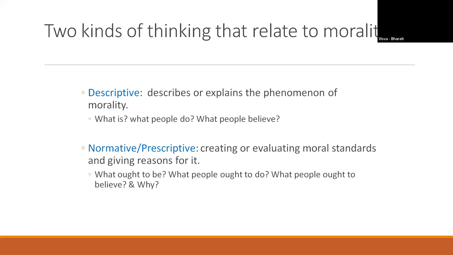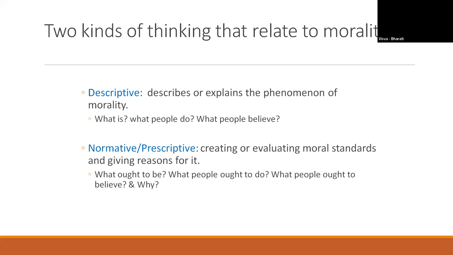Now, there can be two kinds of thinking related to morality. One is the descriptive thinking, where we describe the situation, what it is like, what the action was like, what the situation was like. It describes what people actually do, what you actually did in a situation. And the other is the normative or the prescriptive thinking. Prescriptive is like the doctor prescribes and we follow. The same way, the ethicist can also prescribe what should be done.